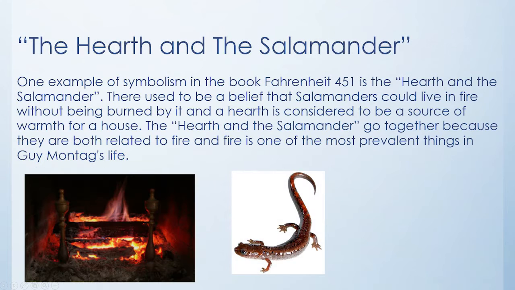The hearth and the salamander. One example of symbolism in the book Fahrenheit 451 is the hearth and the salamander. There used to be a belief that salamanders could live in fire without being burned by it, and a hearth is considered to be the source of warmth for a house. The hearth and the salamander go together because they are both related to fire, and fire is one of the most prevalent things in Guy Montag's life. The hearth and the salamander is also the beginning of section 1.